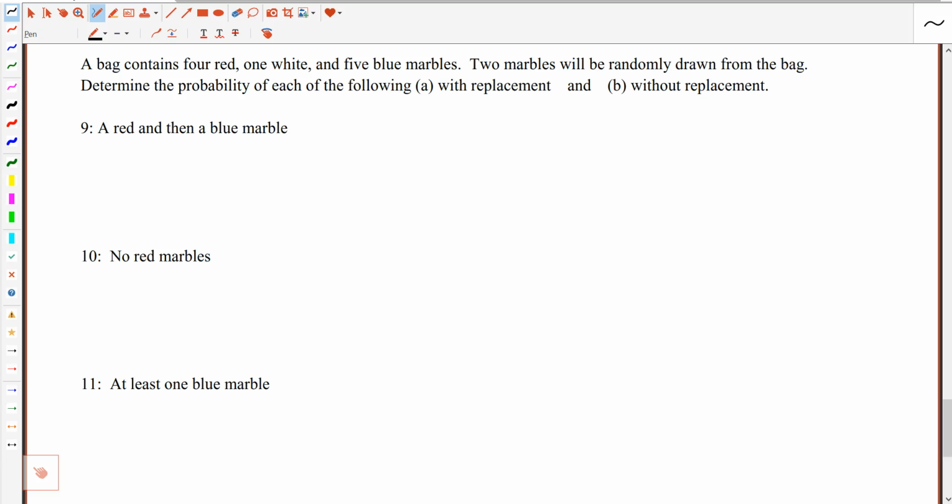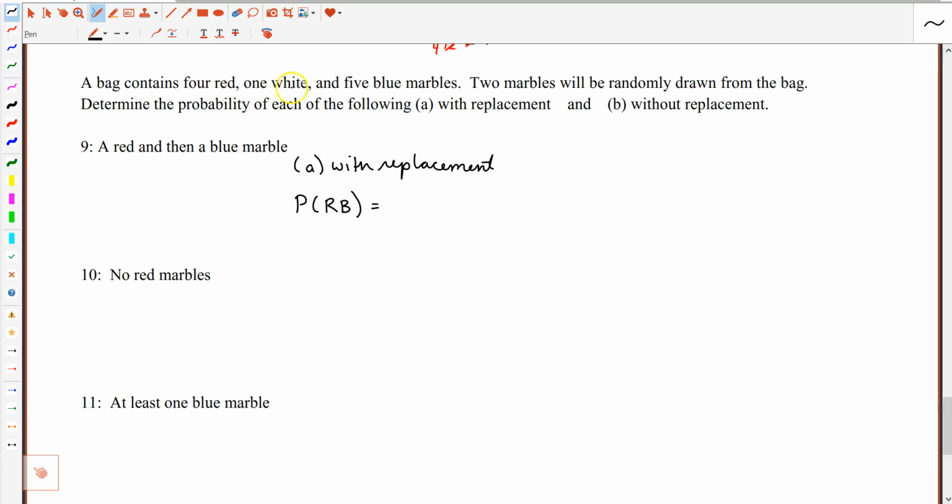So let's find the probability of pulling a red marble and then a blue marble, and we'll initially look at this with replacement. Alright, so the probability of red and then blue. So we need to get an idea about how big our sample space is. So if I have 4 red, 1 white, and 5 blue marbles, I have 10 marbles total.